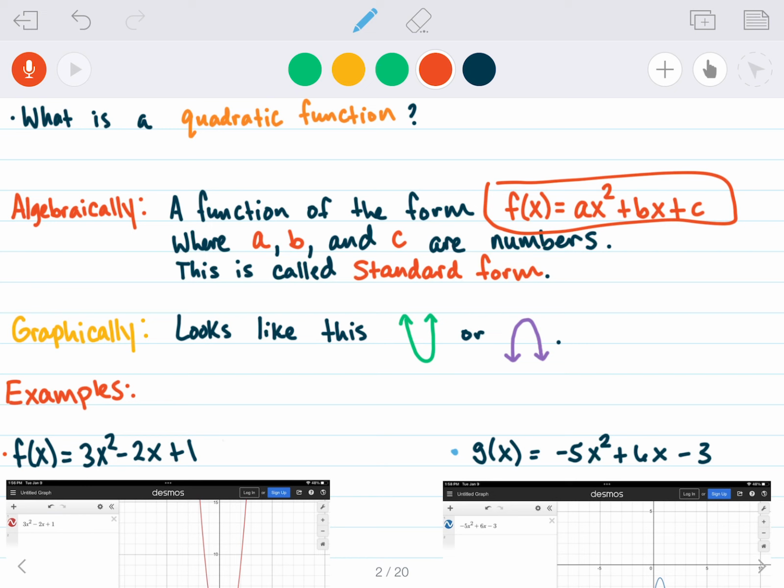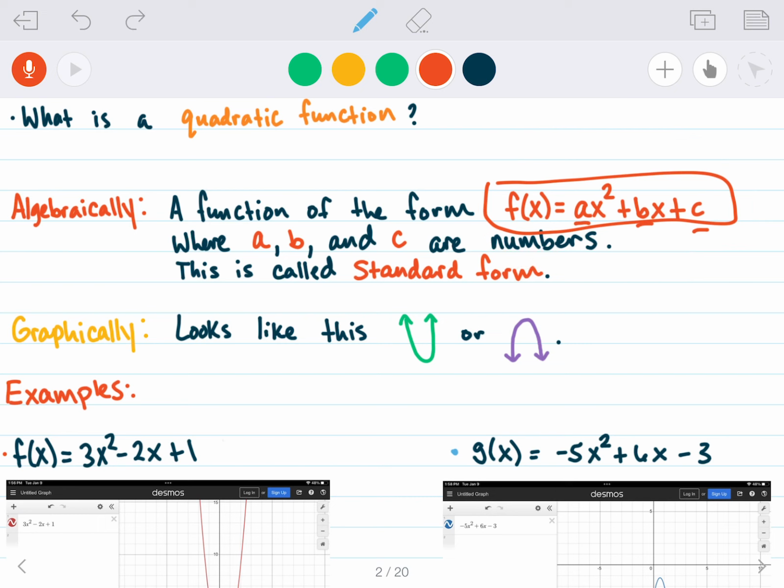Typically we'll either use f of x, y, or g of x. Sometimes we like to use t as our input variable for quadratics, and that'll be obvious why we do that later on in the lecture. But the idea here is that a, b, and c are all numbers. So we call this standard form, and that's what it looks like algebraically. It looks like this, where a, b, and c are numbers.